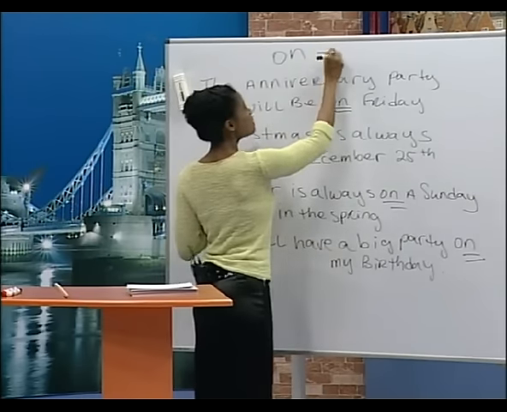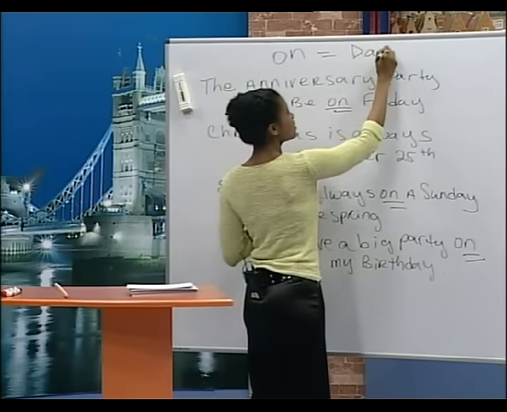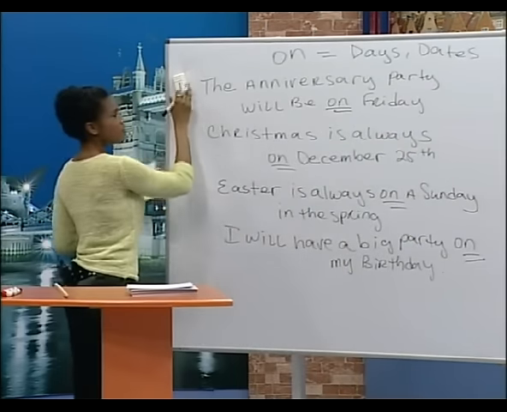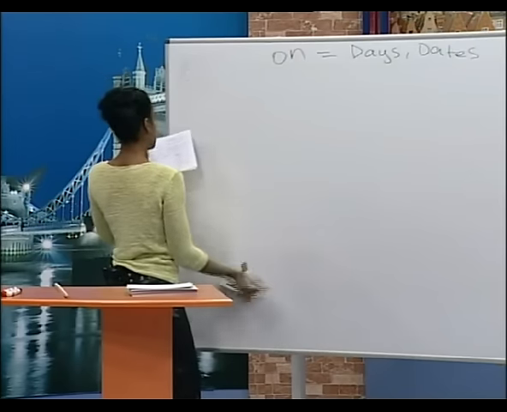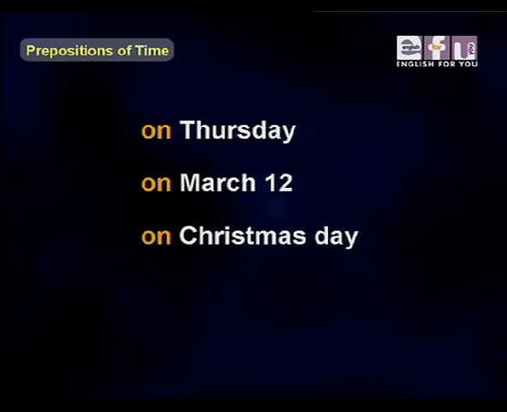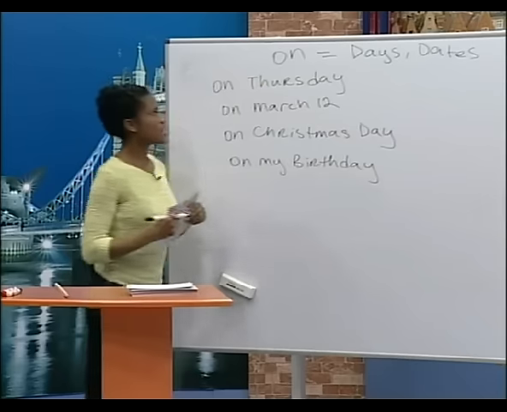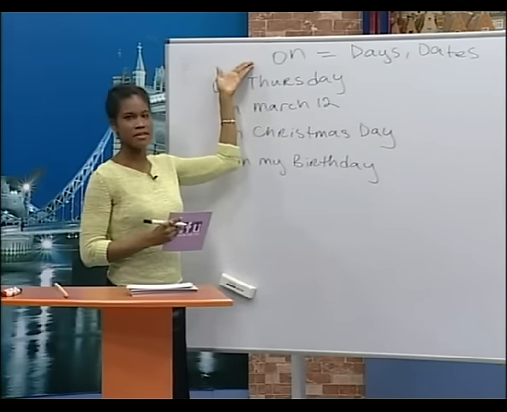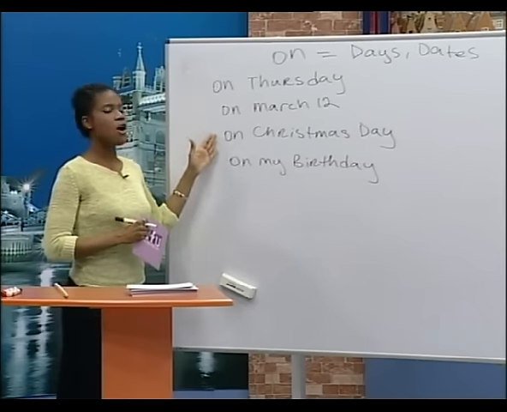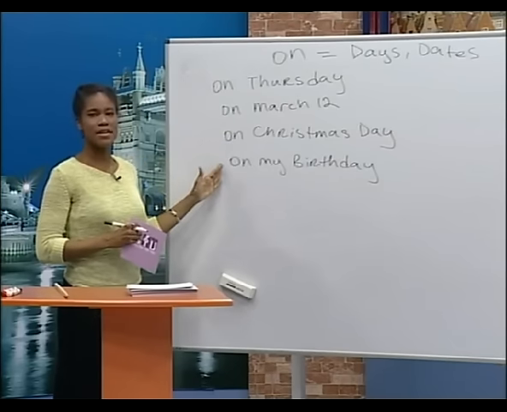Okay, so we use the preposition on for days and dates. Let's look at some more expressions. We can say on Thursday, on March 12th, on Christmas Day, or on my birthday. So on is used for days and dates. For example, on Thursday, on March 12th, on Christmas Day, or on my birthday.